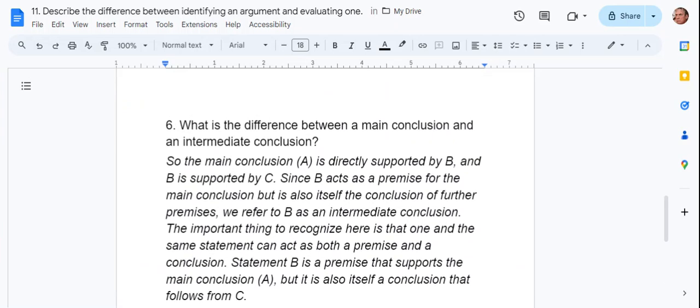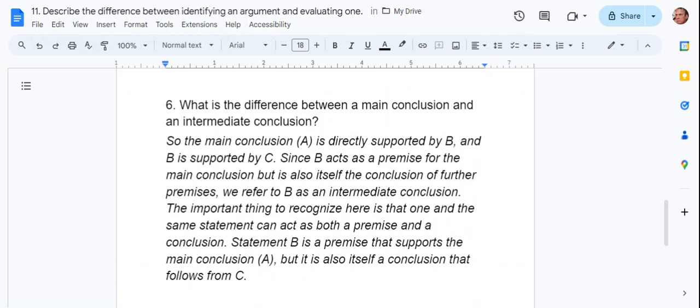Number six, what is the difference between a main conclusion and an intermediate conclusion? I couldn't find a capsule definition, but he sort of defines it along the way in this passage. He's talking about an argument, and he says, so the main conclusion A is directly supported by B, and B is supported by C. So that tells you that B is the intermediate conclusion. Why? Well, since B acts as a premise for the main conclusion, but is also itself the conclusion of further premises, we refer to B as an intermediate conclusion.